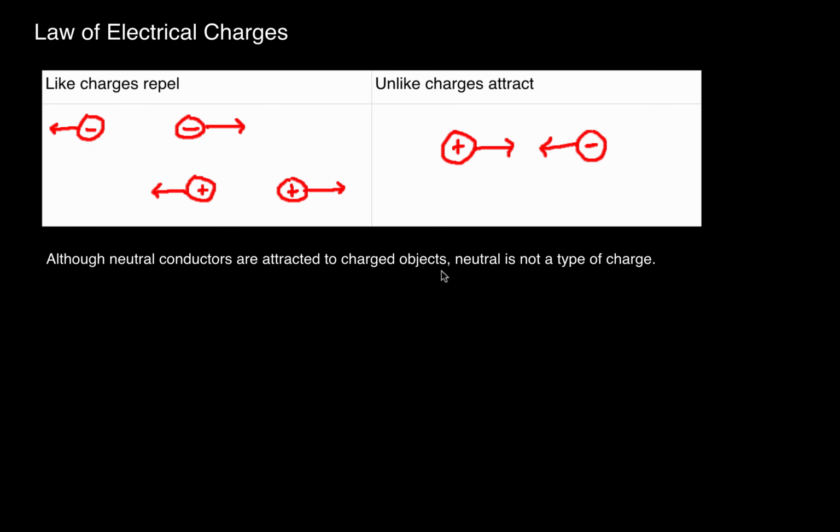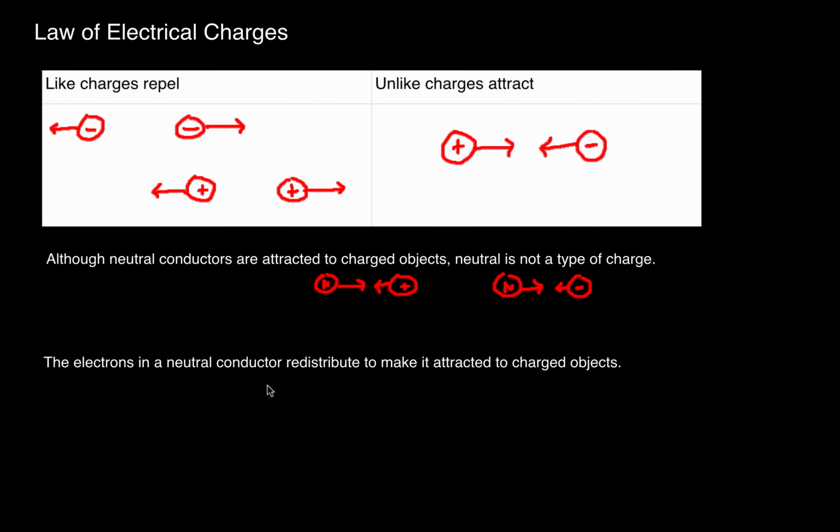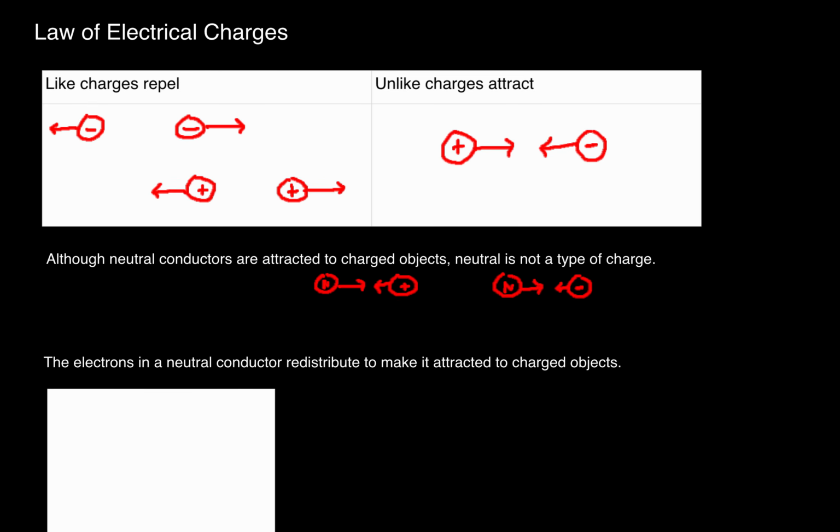Although neutral conductors are attracted to charged objects, neutral is not a type of charge. You could see in the simulation that the wall became attracted to the balloon because the electrons moved out of the way, leaving positives behind. The wall remained neutral, but the charge distribution, the location of the negative charges, changed. For that reason, sometimes we'll write neutral is attracted to charged objects like positives and negatives. Electrons in a neutral conductor redistribute to make it attracted to these charged objects.